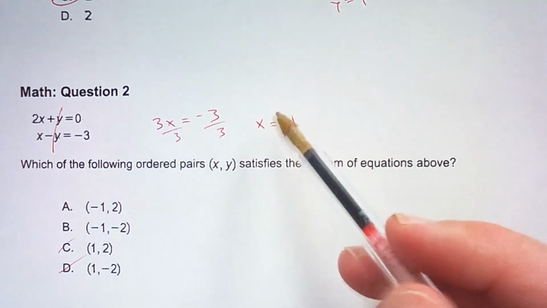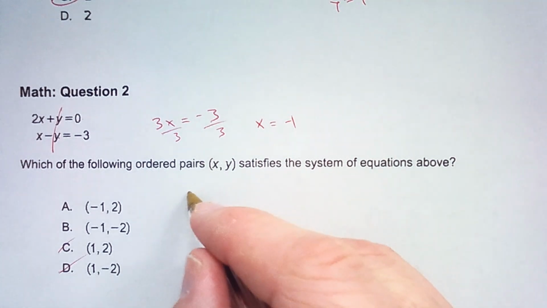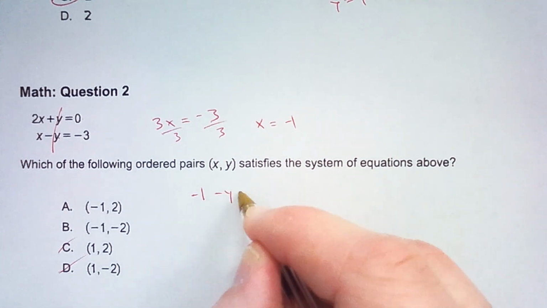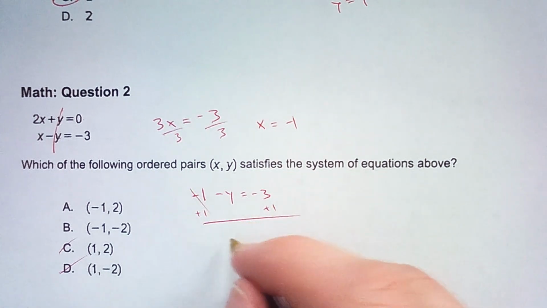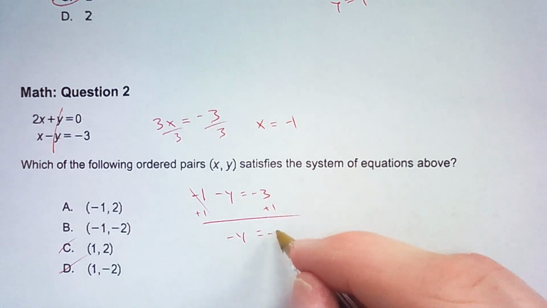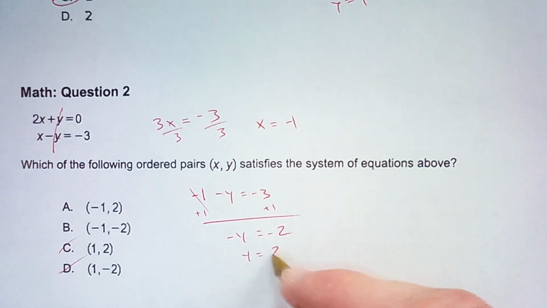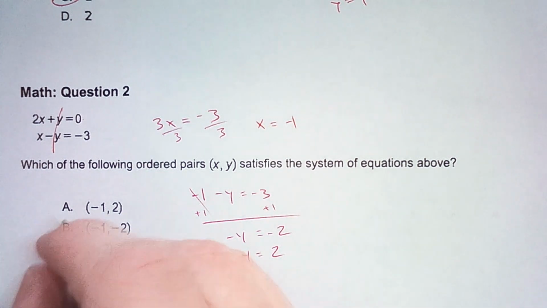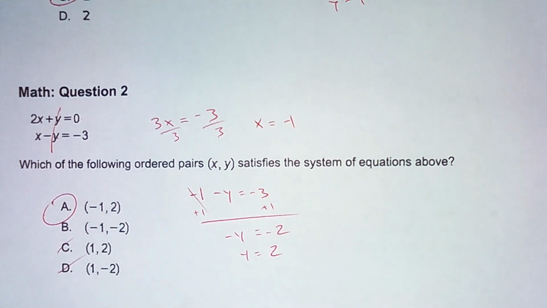Okay, so now I can just take this -1 and substitute it into either of these equations. I'll do the bottom equation. So x is -1, minus y equals -3. So we'll add 1 and get -y equals, and then -3 plus 1 is -2. And if -y equals -2, then positive y equals +2. So we've got -1, 2, that is option A. Okay, now if we did guess and check, we would have been lucky that option A would have worked and we wouldn't have to check any more options.